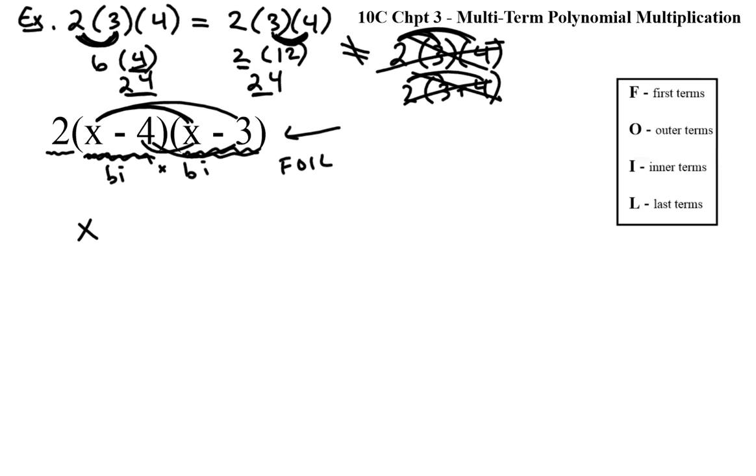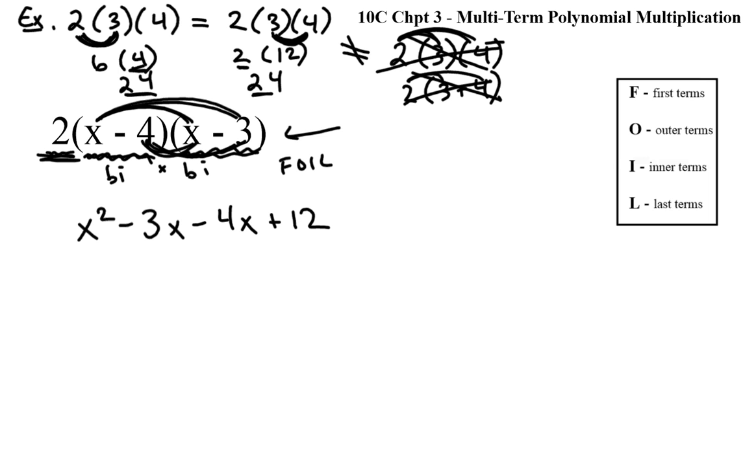X times x is x squared. X times negative 3 is negative 3x. Negative 4 times x is negative 4x. And negative 4 times negative 3 is a positive 12. So x squared minus 3x minus 4x plus 12.